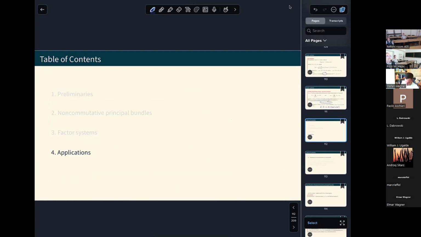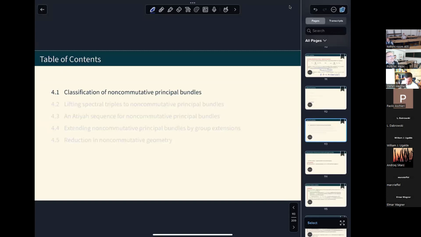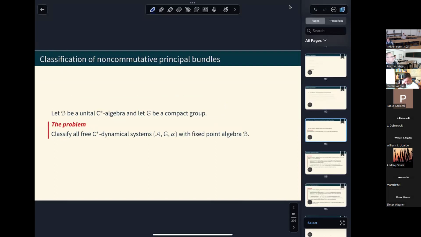Okay, then I hurry. Quickly, I mentioned classifications of non-commutative principal bundles. Classically, for principal bundles, you fix a structure group and you fix a total space, and then you would like to classify them. Classically, you can do this with Čech cohomology, but then you only consider locally trivial ones. Anyways, you can ask the same question in the non-commutative setting.